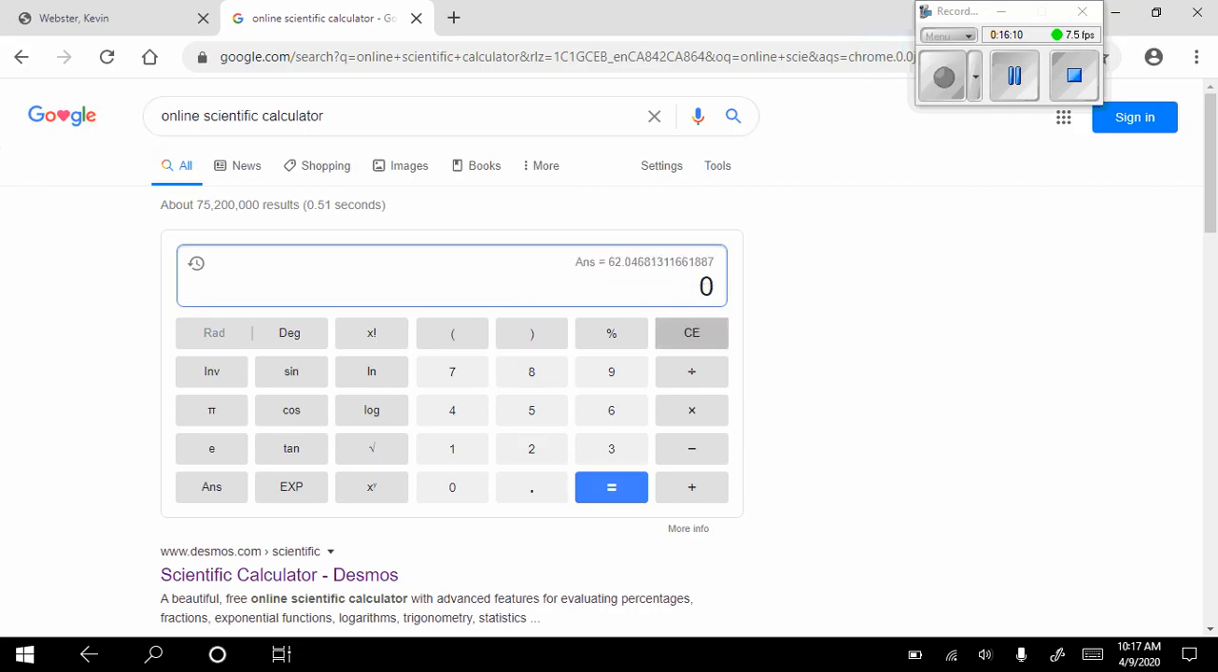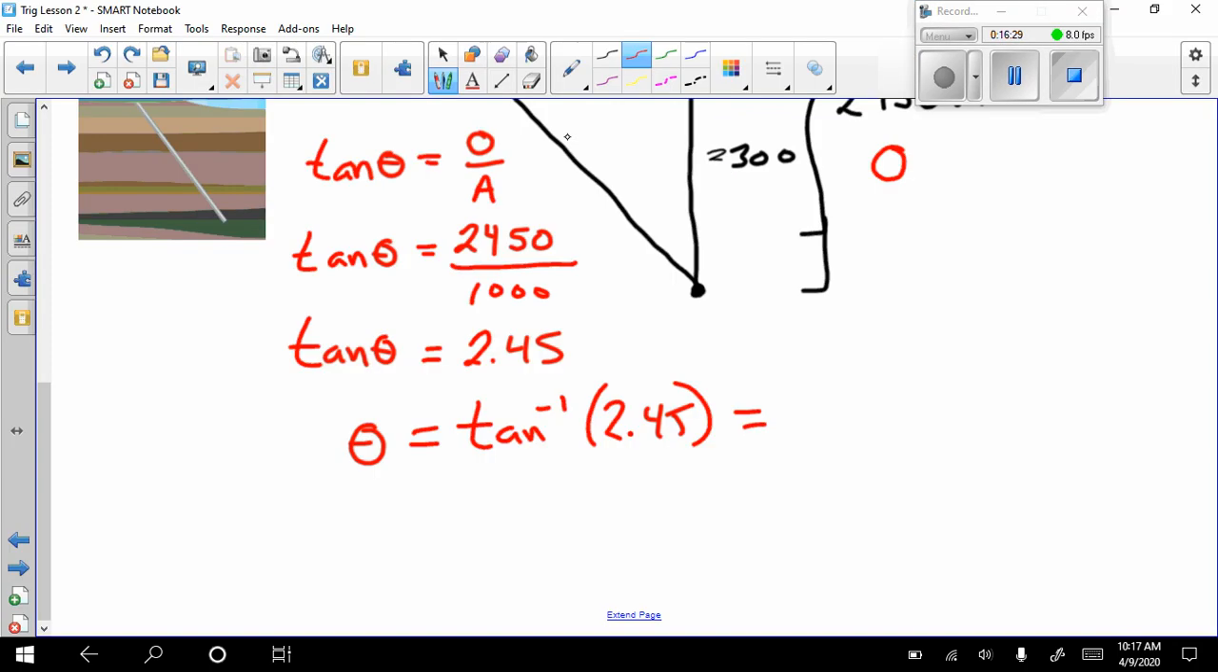Okay, so I'm going to clear everything, and I'm going to go inverse tan, and I'm going to put in 2.45, and I hit equals. And I get a number of 67.79, so I'm going to say that's approximately 68 degrees. Okay, so let's go back. And so it's approximately equal to 68 degrees.